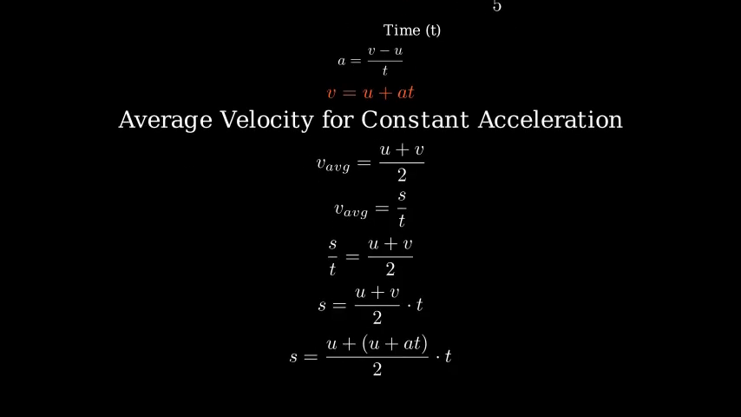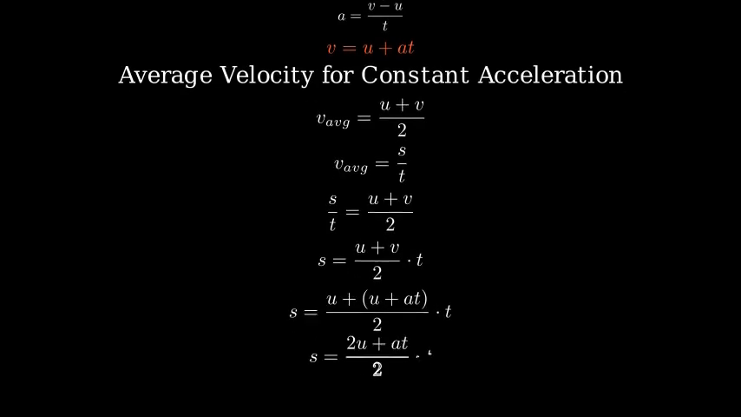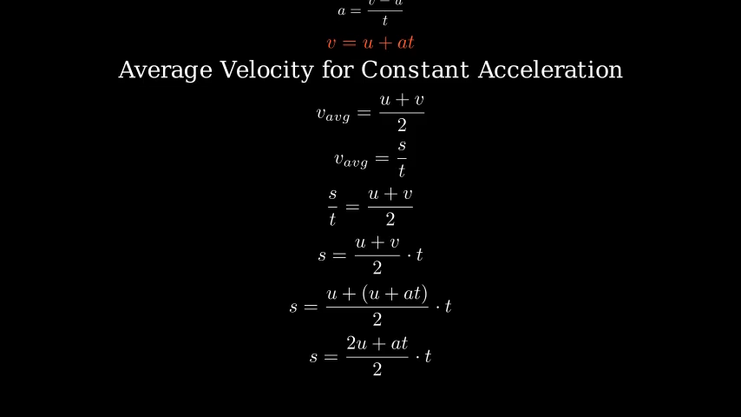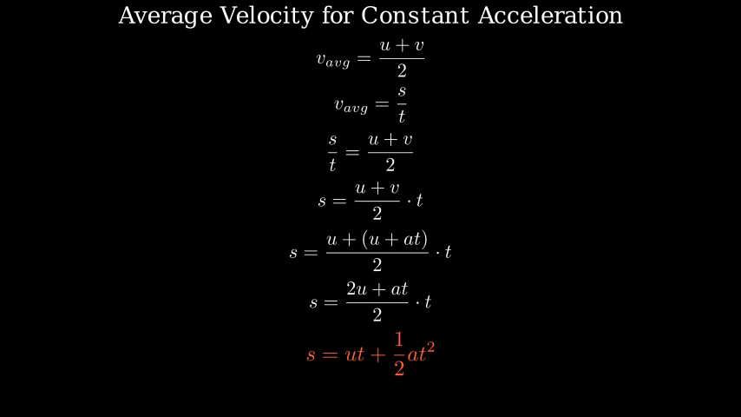Now, we can substitute our first equation, v equals u plus at, to get s equals (u plus u plus at) divided by 2 times t. Simplifying, we get s equals u times t plus at times t divided by 2, which gives us our second equation of motion, s equals ut plus 1/2 at squared.